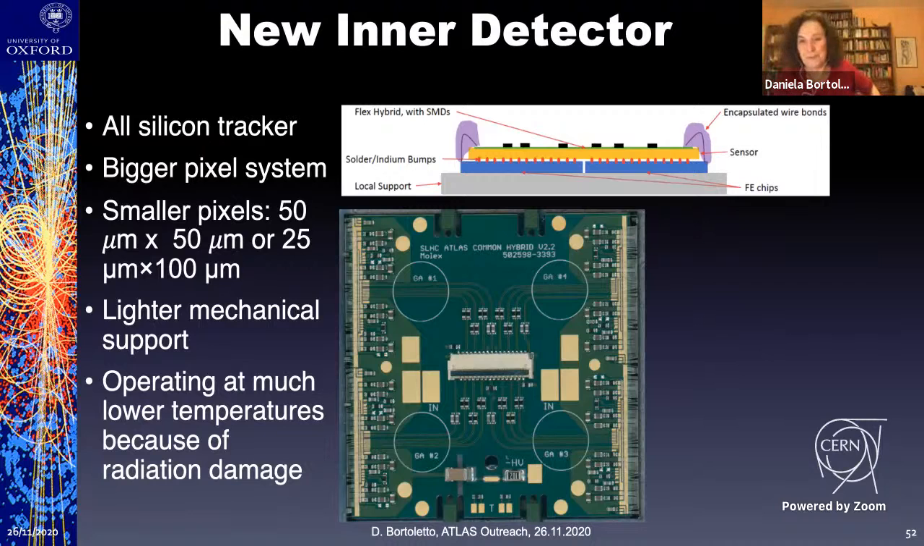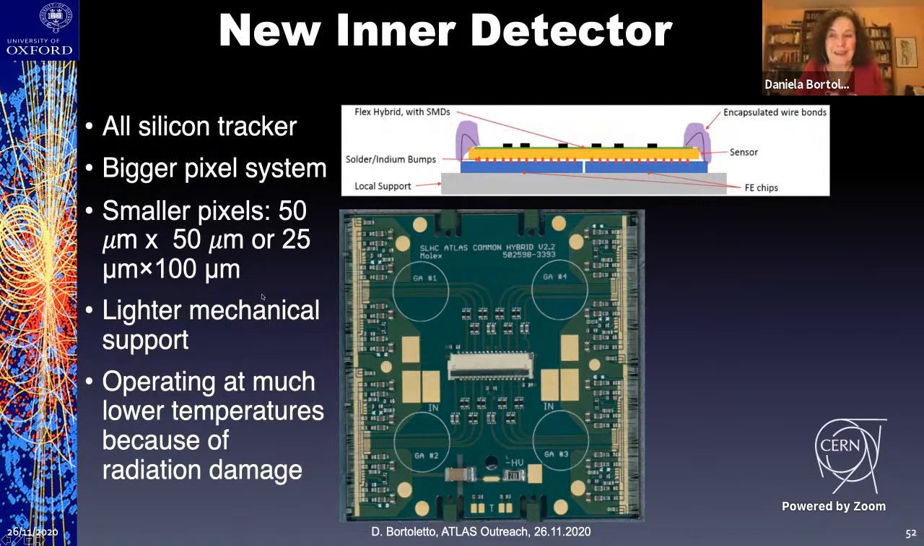I'm working on the new pixel detector, the innermost layer of the vertex detector. And the new tracker, in fact, is going to be all silicon. It's just going to be a silicon pixel detector followed by a silicon strip detector. It's a much bigger pixel system than we had before. It covers a much larger area. It has smaller pixels, 50 by 50 microns, because you have much higher track density. So you want to have smaller pixels to catch each track in 1 pixel.